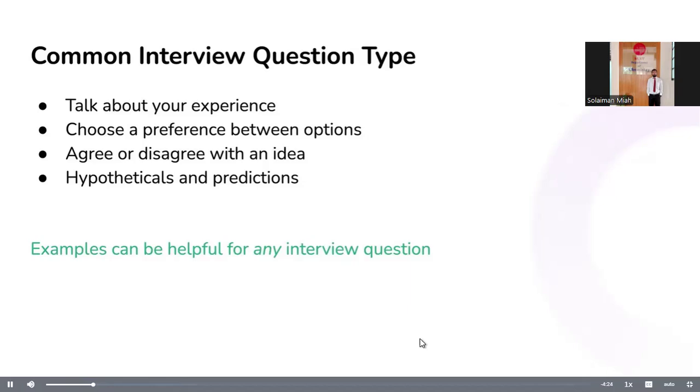Often, the first question just asks about your general experience. Then, they usually go a bit deeper and ask you to choose a preference between some options. Sometimes, they also ask about what you think might happen in the future.